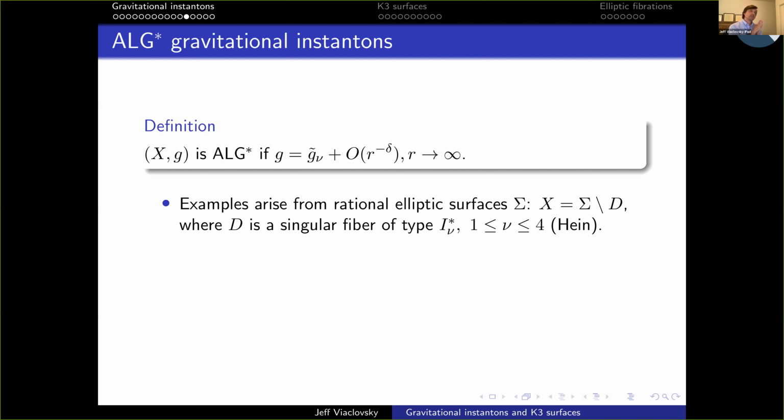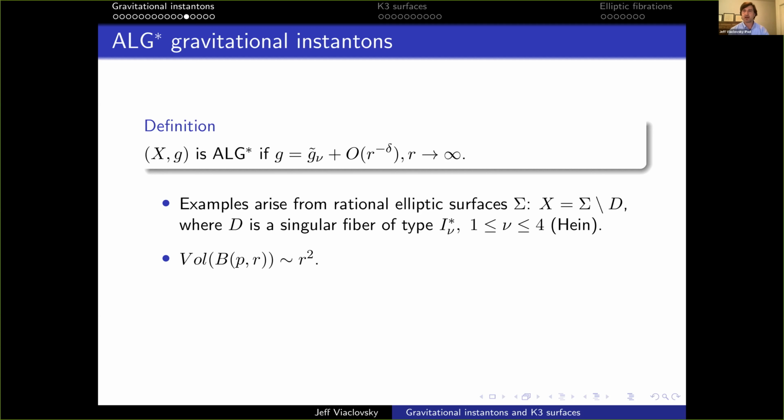These were first shown to exist in Hein's thesis. They arise from a rational elliptic surface, the complement of a singular fiber of type I nu star. Nu has to be between 1 and 4. So 4 is the maximal type of I star fiber that you can have on a rational elliptic surface. So they have some interesting asymptotics.